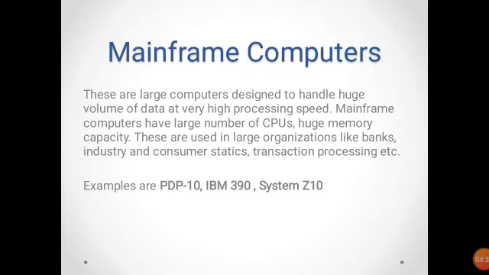The third category is mainframe computers. These are large computers designed to handle huge volume of data at a very high processing speed. Mainframe computers have large number of CPUs. Mini computers, microcomputers use only one CPU, one processor, whereas mainframe computer uses more than one CPU. It can work with more than one processor.